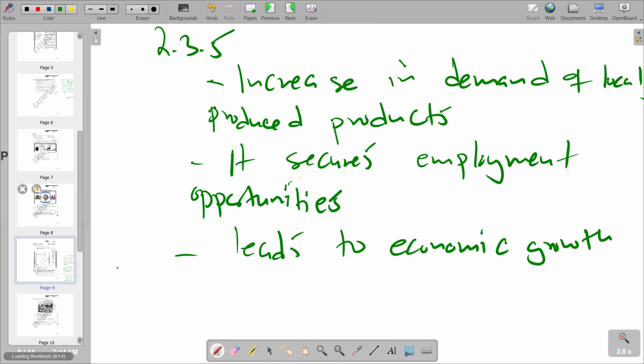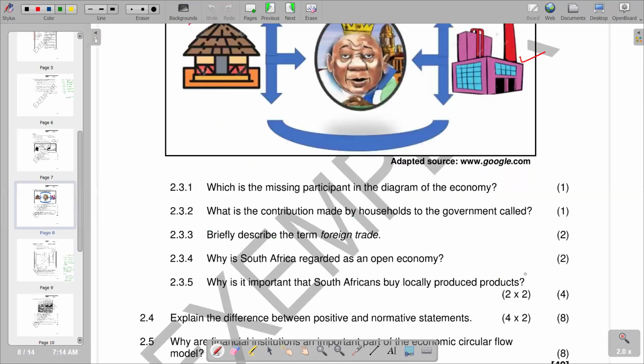So going back to our question, you see that this question has 4 marks, and it requires you to raise 2 points. So you can just choose from the 3 points that we've raised. So this is the part that we're going to look at, on the circular flow according to this question paper.